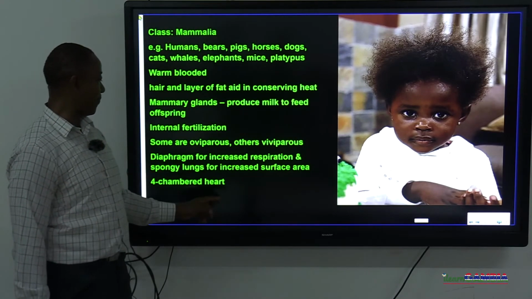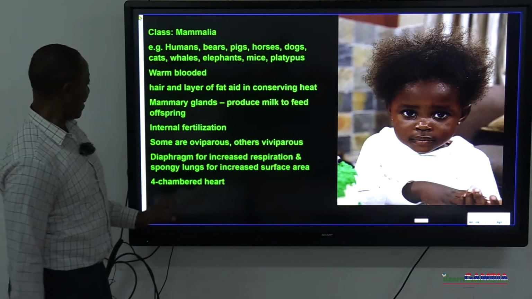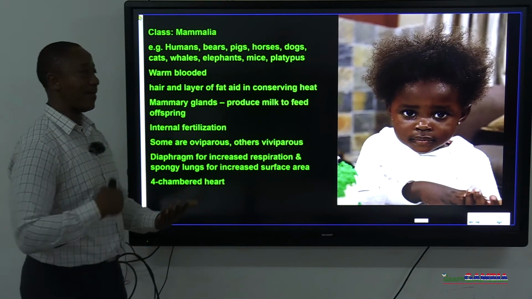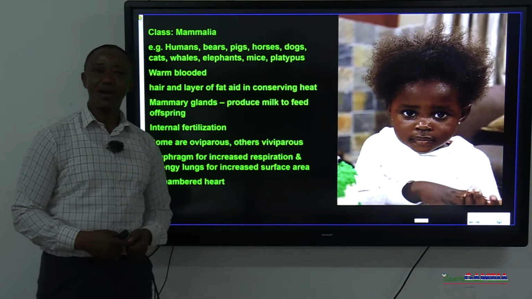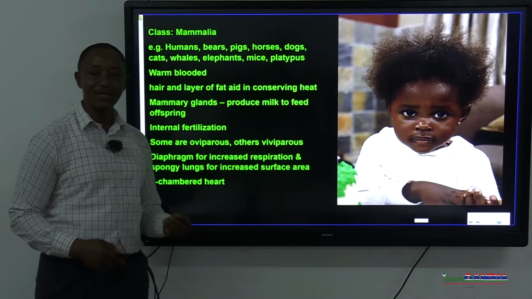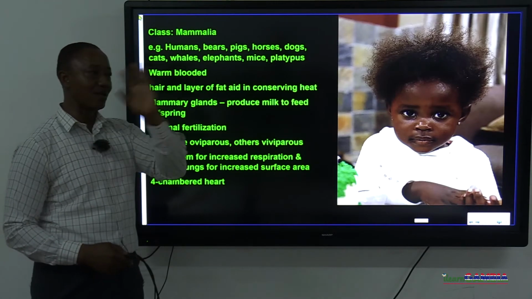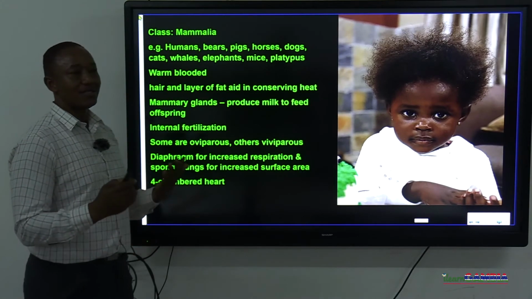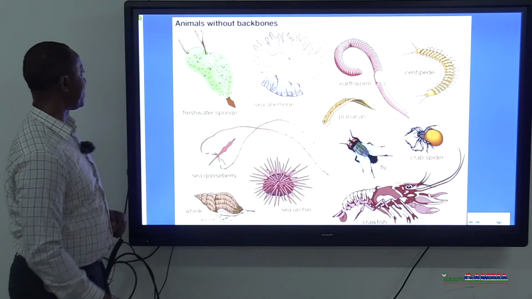Interestingly, we have a diaphragm for increased respiration and spongy lungs for increased surface area. These things are very important when it comes to respiration. So this is why mammals generally have a higher amount of energy. And finally, like the birds, we also have a four-chambered heart. Having a four-chambered heart makes pumping the blood and sending the blood everywhere around the body, and receiving it, very efficient. It's very good at separating blood with oxygen and blood without oxygen. More about that later on.